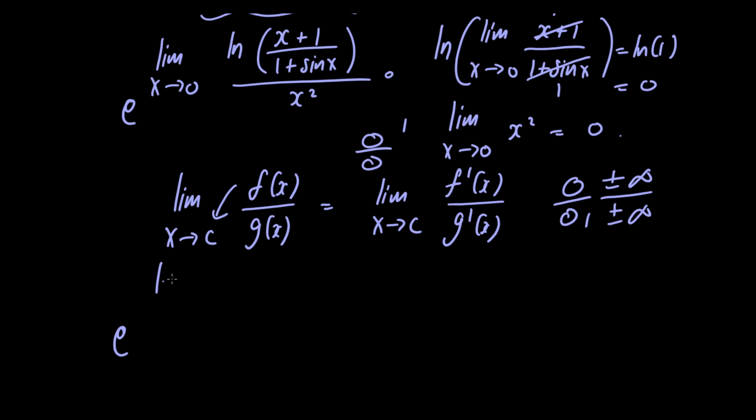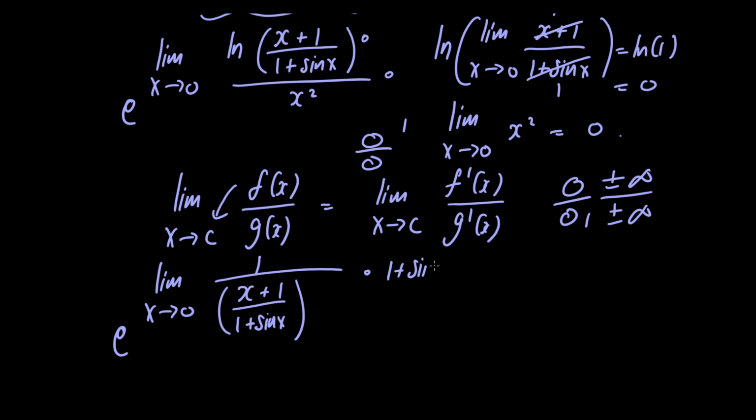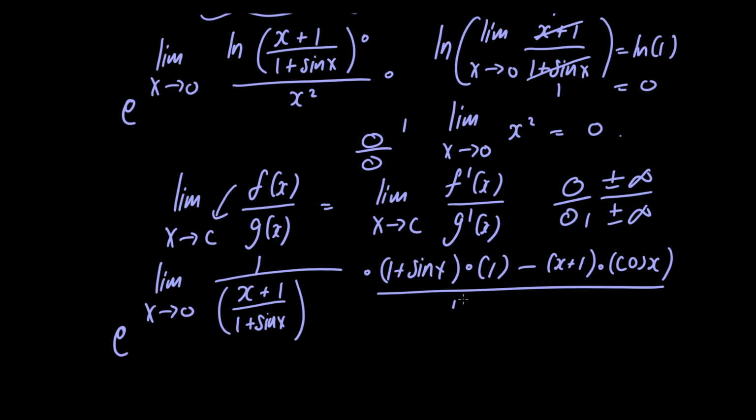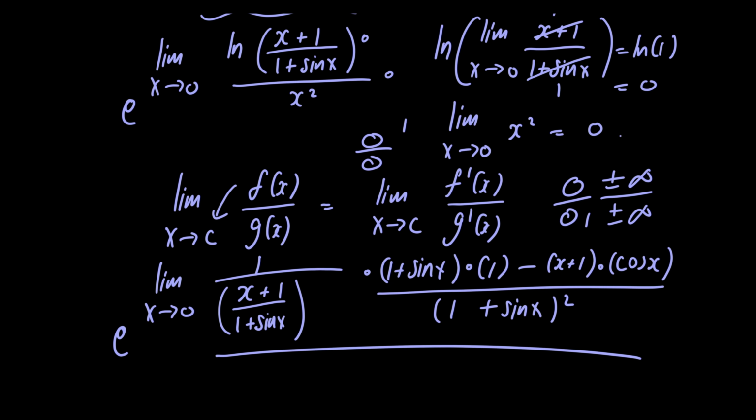We're going to have e raised to the limit as x approaches 0. Now, in order to take the derivative of this part here, we're going to have to use the chain rule. So the derivative of the natural logarithm is just 1 over its argument. And now we need to take the derivative of the inside part using the quotient rule. So we have (1 + sin x) multiplied by 1, minus (x + 1) multiplied by cosine of x, all divided by (1 + sin x) all squared. And this is divided by 2x.